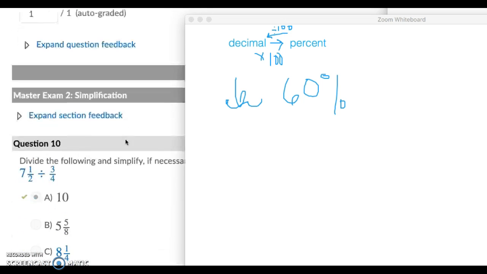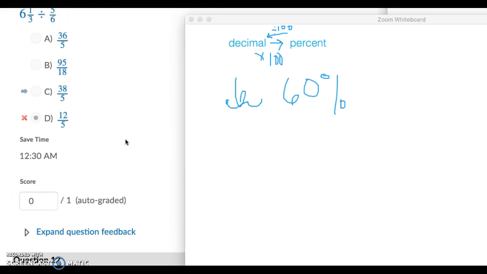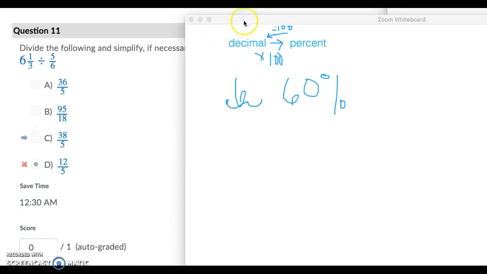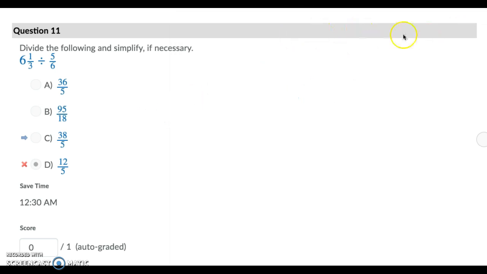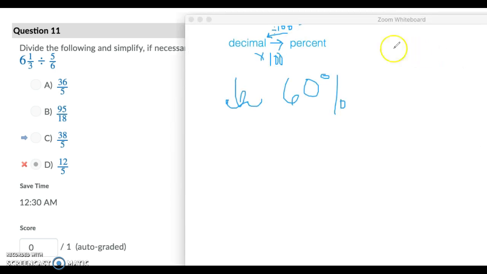These all look good. Divide the following, then simplify if necessary. Whenever you're multiplying or dividing fractions, you're going to want to turn this into an improper. So to do that, I'm going to multiply 6 by 3 and add the top, because 6 wholes is going to be 18 thirds, and then plus one more is 19 thirds.